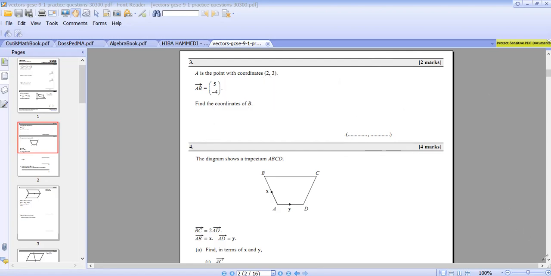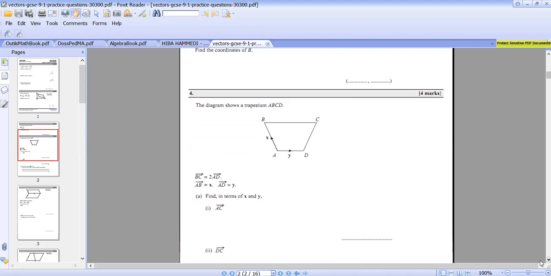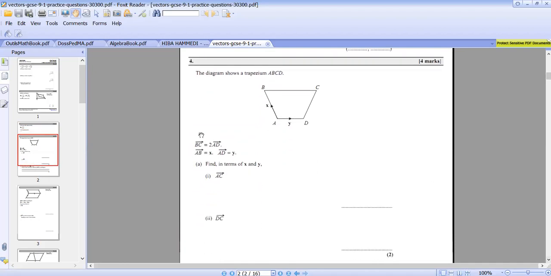Right, next question. Let's take question 3. The diagram shows a trapezium ABCD. BC is equal to 2AD, AB is equal to the vector X, and AD is equal to the vector Y. Find, in terms of X and Y, AC.